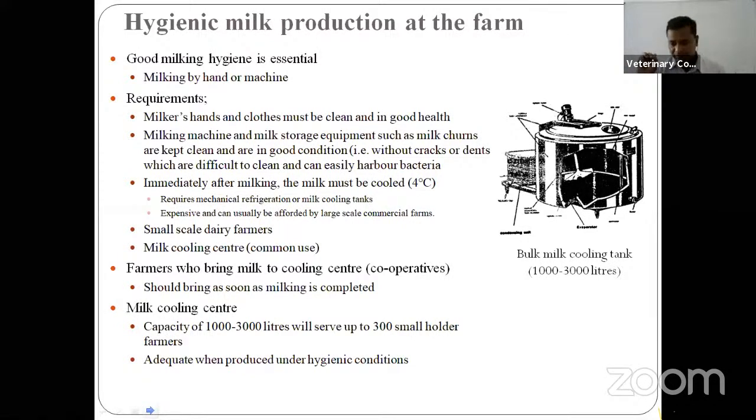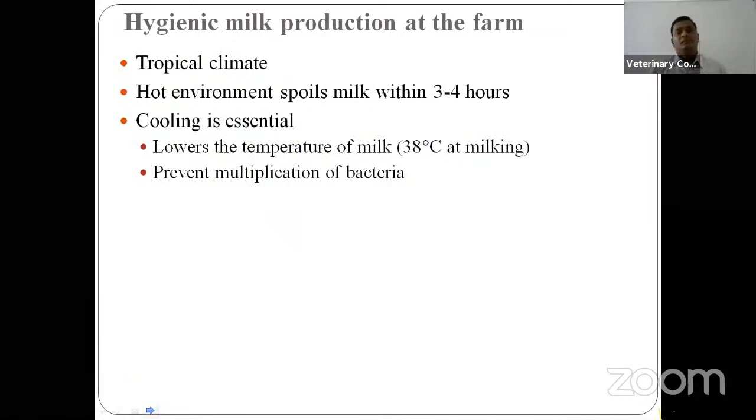One basic extension point is that, as veterinarians, we have to do extension and convince the farmers that as soon as milking is done, they should supply the milk to the collection center. The remaining aspects are discussed later. The warmer environment here, hot not like Rajasthan, is very conducive for the growth of microorganisms, leading to spoilage of the product. If you keep the milk like that, within 3 to 4 hours, milk gets spoiled. It is no more stable for any product making or human consumption. That is why cooling is very much essential to prevent the multiplication of bacteria.